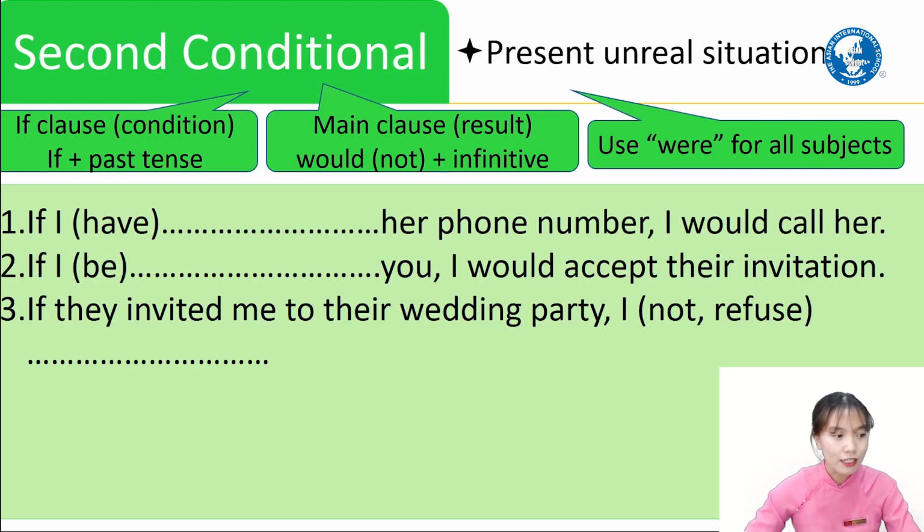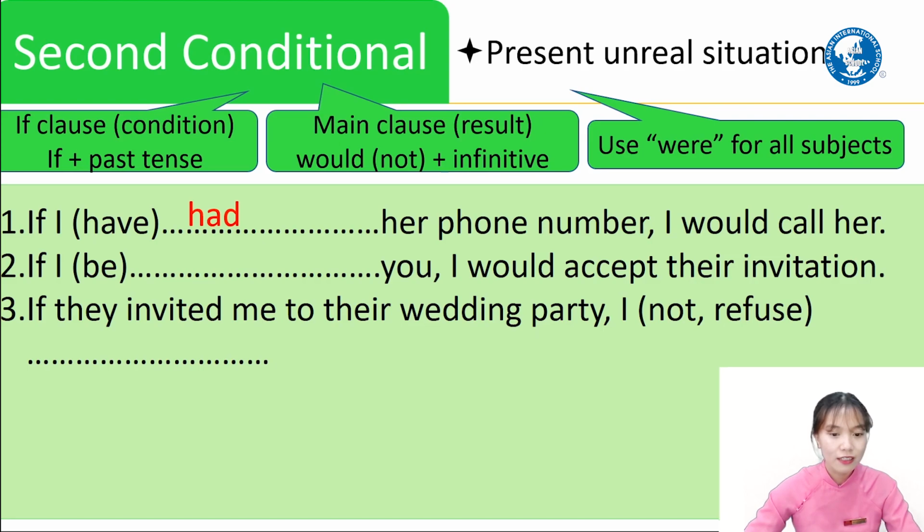In the first sentence, if I blank her phone number, I would call her. The main clause is I would call her. And the if clause has the main verb in the past tense. So the correct form here is had. If I had her phone number, I would call her.